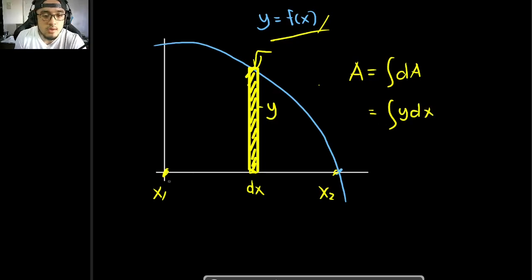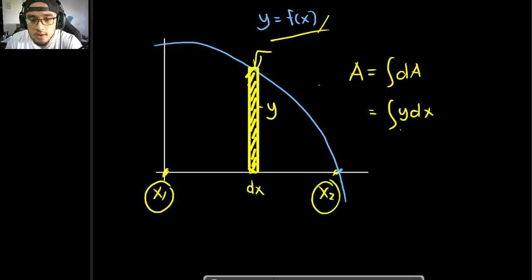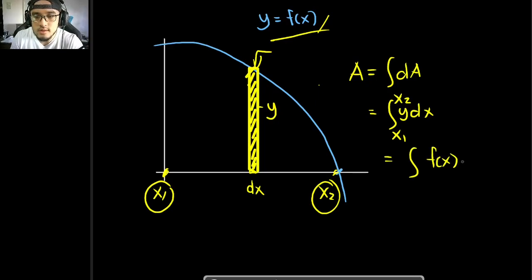And what are your limits? Pretend that you want to get the area from this point up until this point, so that is x1, x2. And take note once again, guys, that you cannot integrate this directly. You must rewrite this variable y in terms of x, since your dx is in terms of x. So since your y is equal to f of x, this is now equal to the integral of f of x dx from x1 to x2. So this is for your vertical strip.